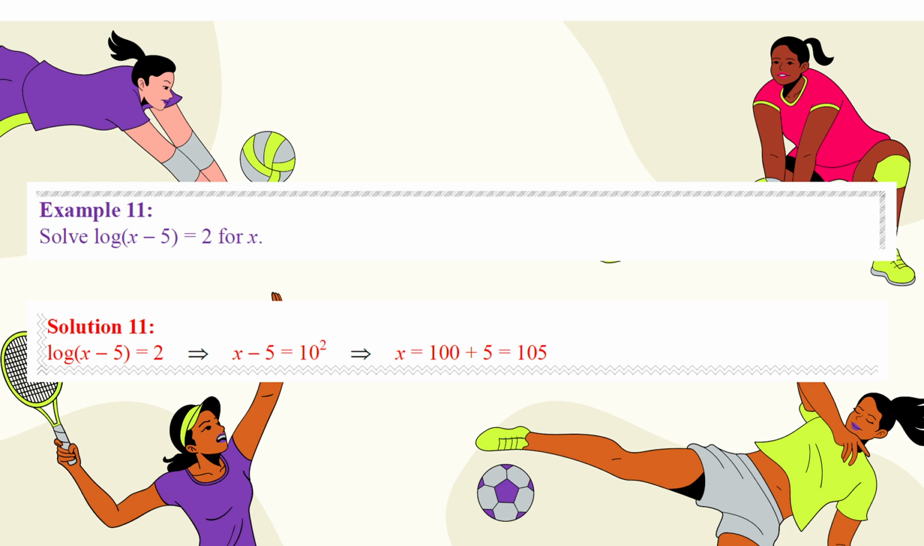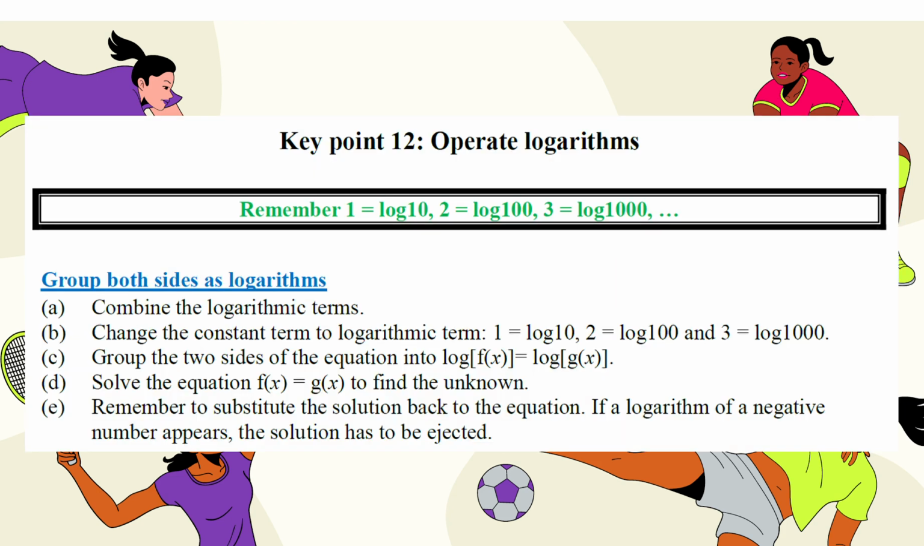So don't think log is crazy, just remember the definition and how to operate with a logarithm. Remember one golden rule: 1 equals log 10, 2 equals log 100, 3 equals log 1000. Group both sides as a logarithm, and then if log f(x) equals log g(x), then f(x) equals g(x), and you can get the result. But really remember to substitute back into the equation. If a logarithm of a negative number appears, then you have to reject the solution. Be careful, some solutions may not be allowed because it would be log of negative 3 or log of negative 7.